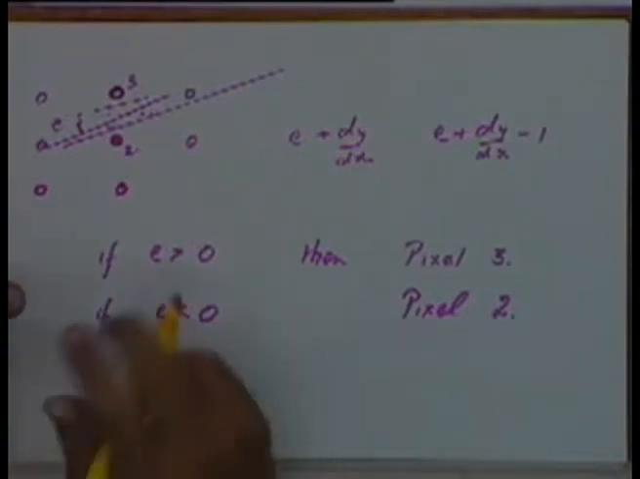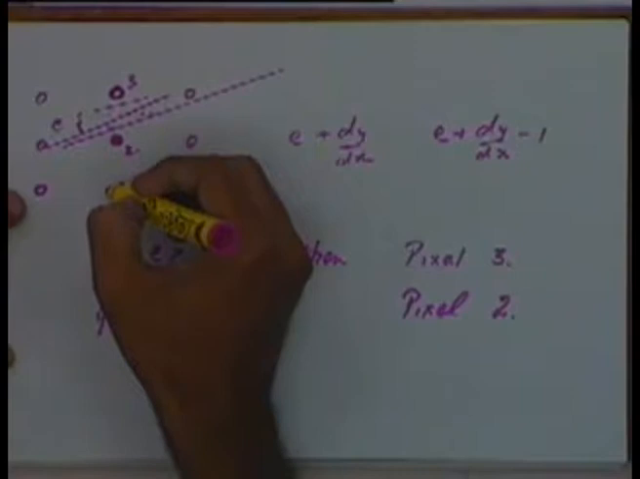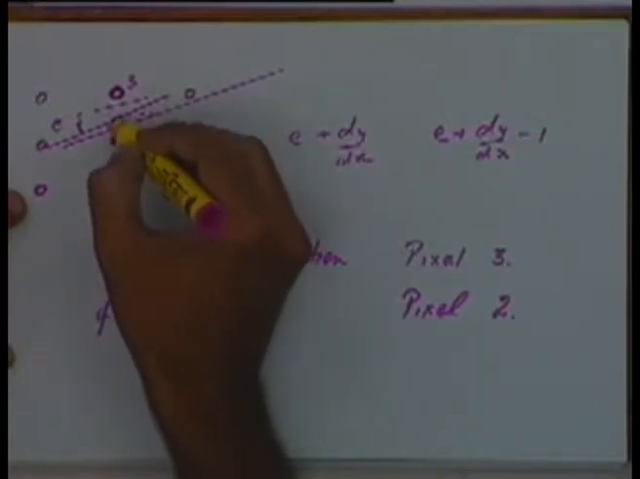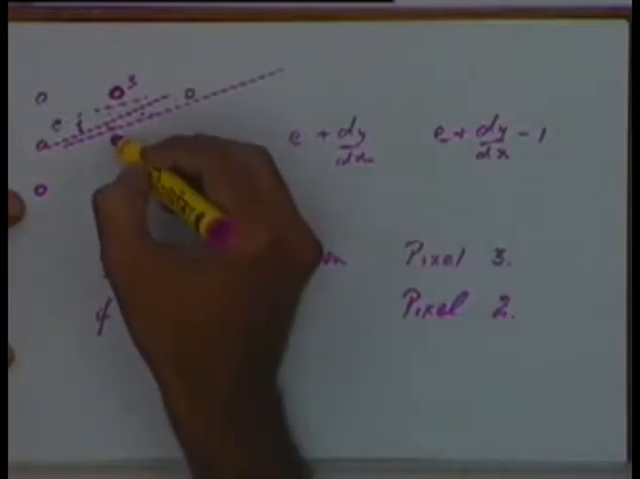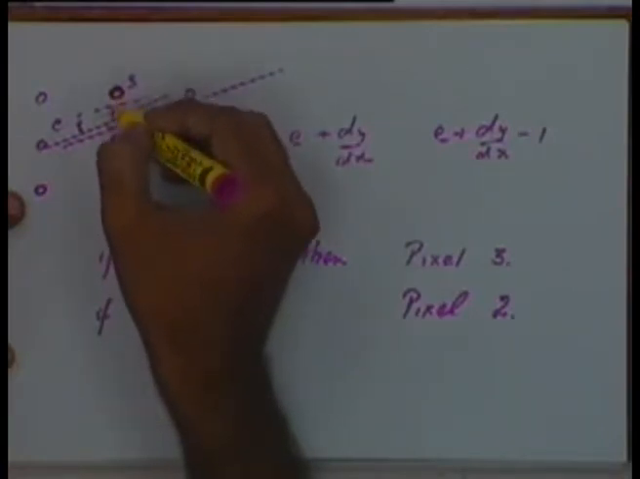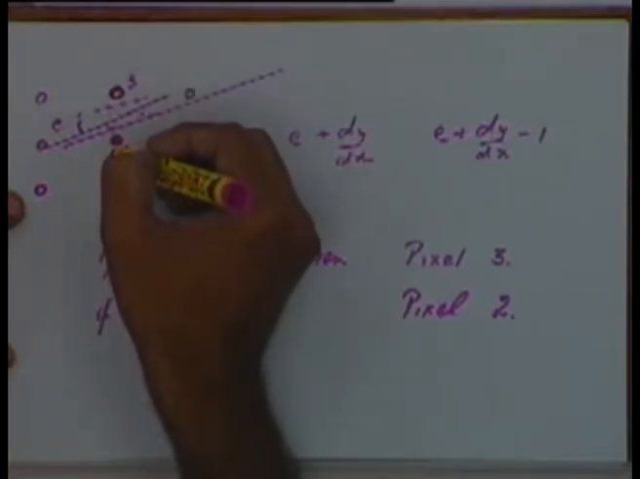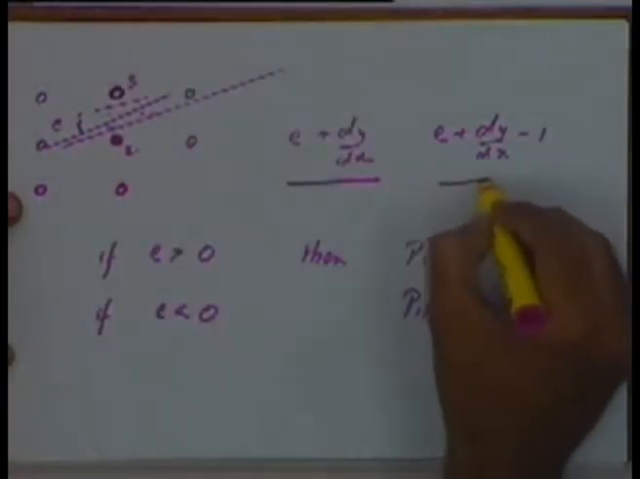Okay. So what we'll basically do is we'll find out the error at this line. If the error is positive, we'll display this pixel. If the error is negative, we'll display the lower pixel. Again, depending on which pixel is being displayed, the error at the next term will be computed either according to this or according to this.